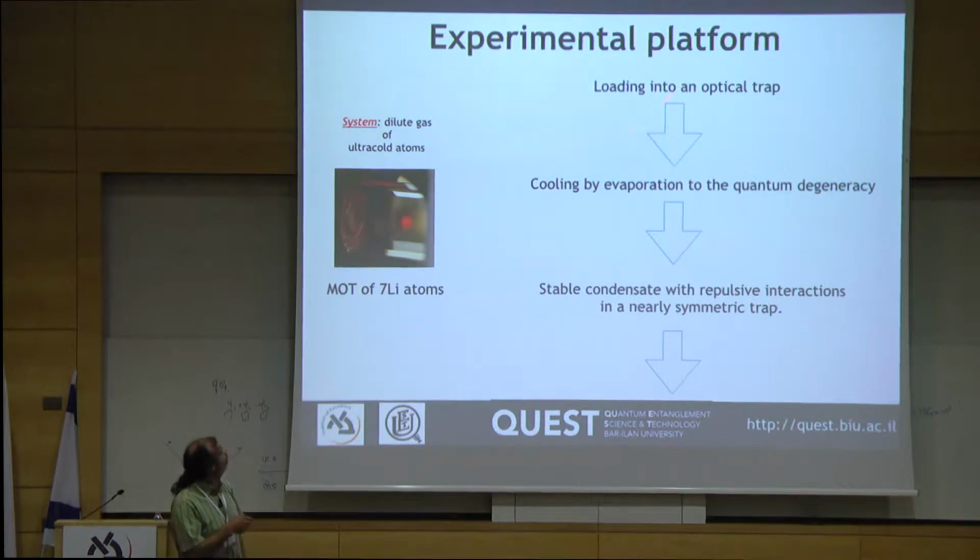You have to take these atoms and load them into an optical trap, which is a conservative trap, and then you lower the temperature to get quantum degeneracy, usually in the case of repulsive interactions. So it's a stable condensate. But the solitons that I'm talking about are bright solitons, so we need to make the nonlinearity negative. We need to switch the interactions to negative.